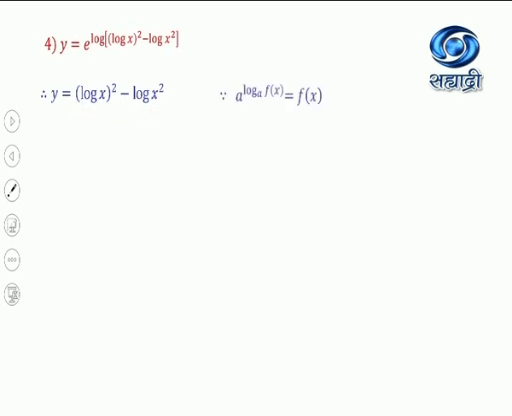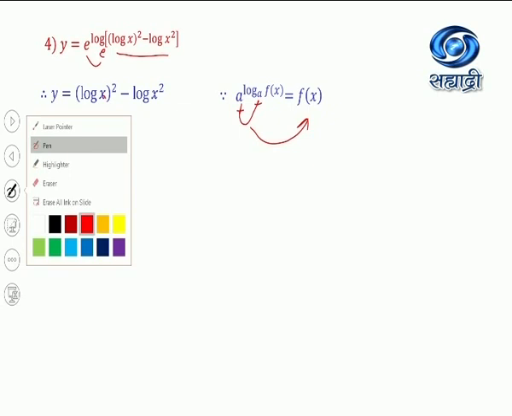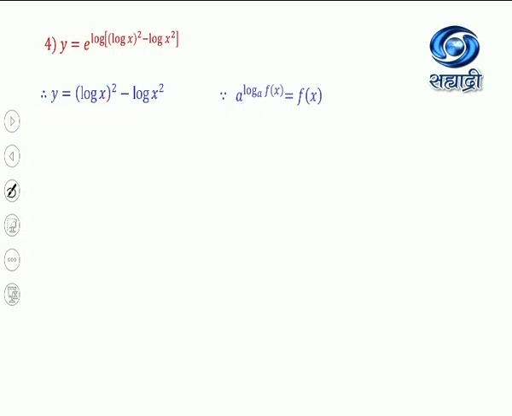because we know very well a to the power log of f(x) to the base a equals f of x. Then if this base and this base both are equal, see here, then you write directly the answer is f of x. Here e, here log of base e. So both bases are equal, so you write this answer directly by using this formula.